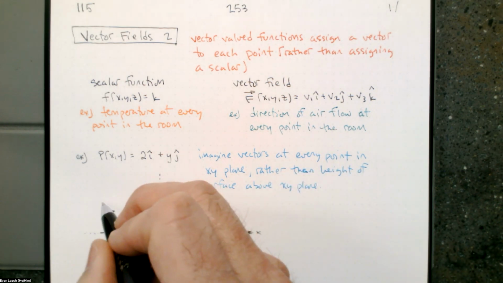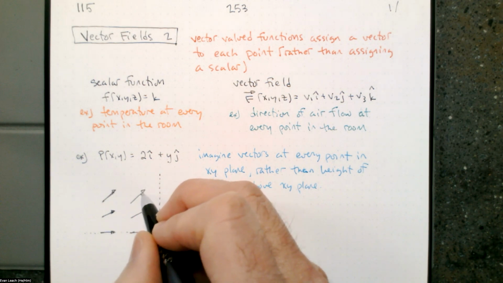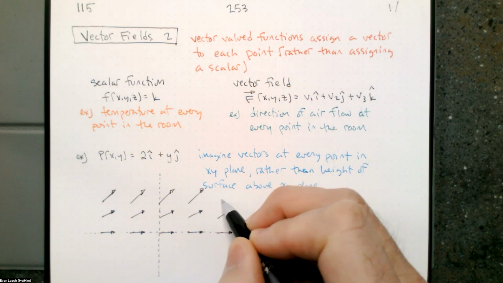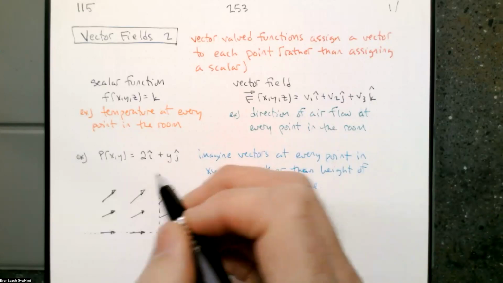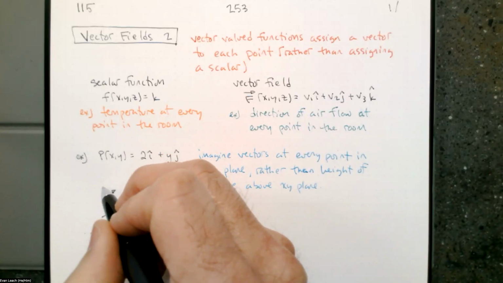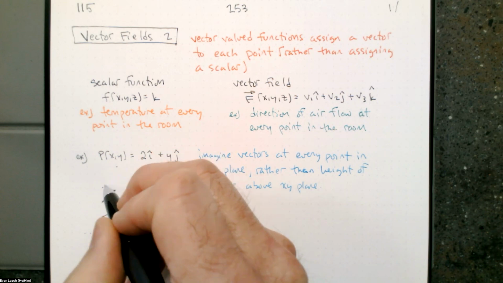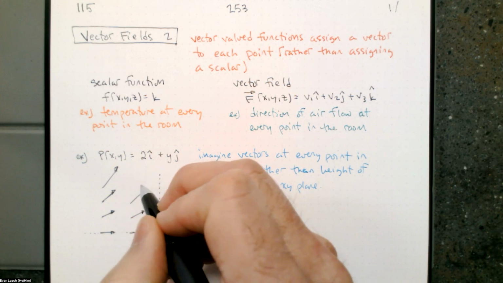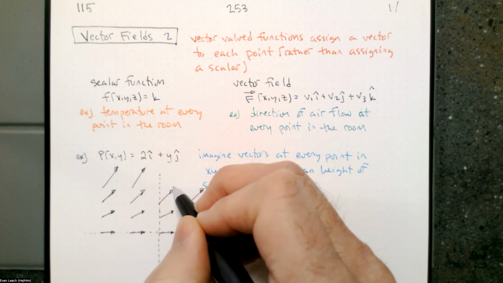So as we get higher up, we see steeper vectors. And if we go a little further, these vectors are going to be steeper still. They're going to go 2 in the x and then 3 in the y. I didn't draw these last time. Now I'm figuring out why.